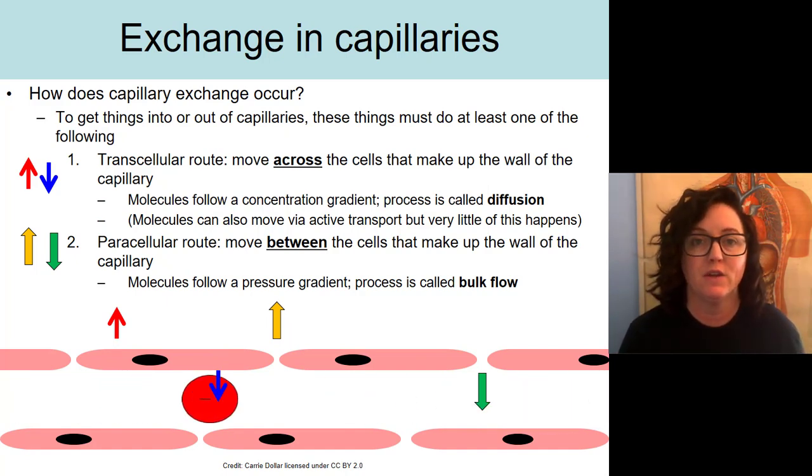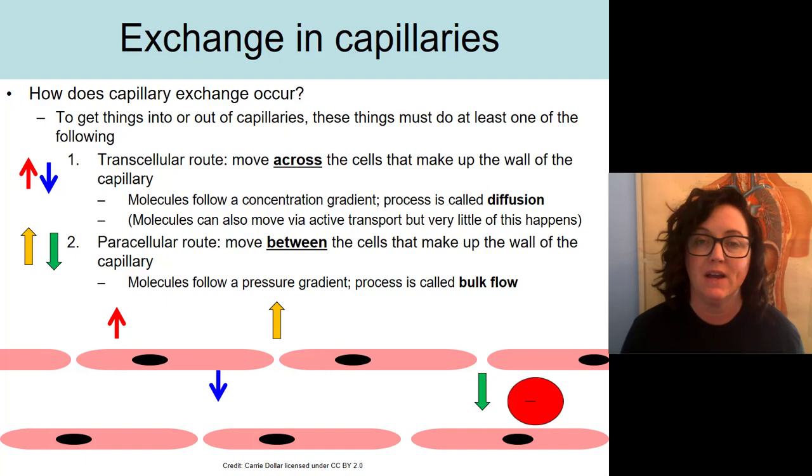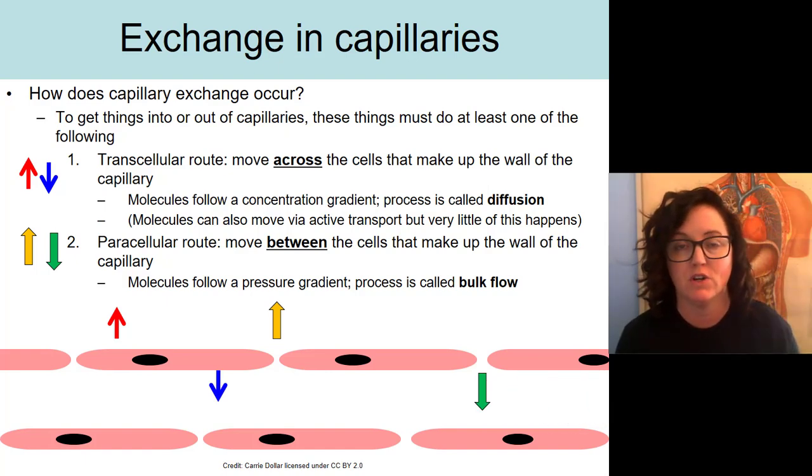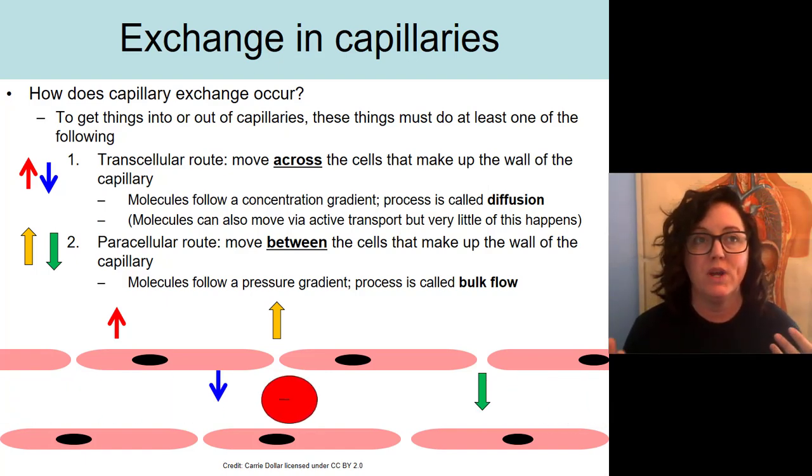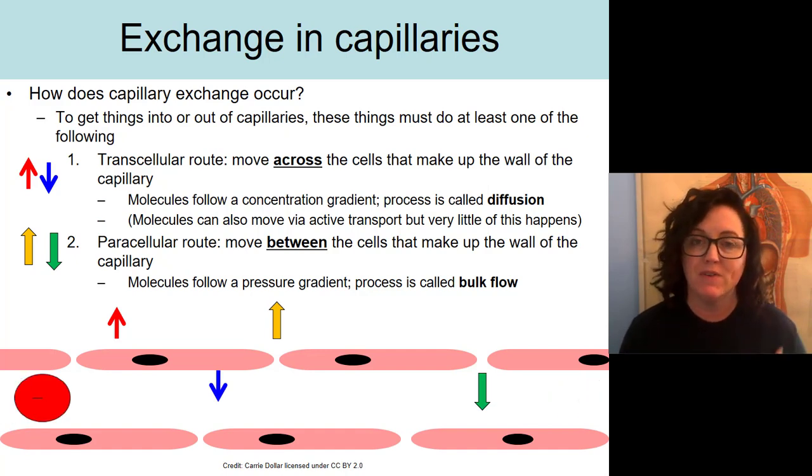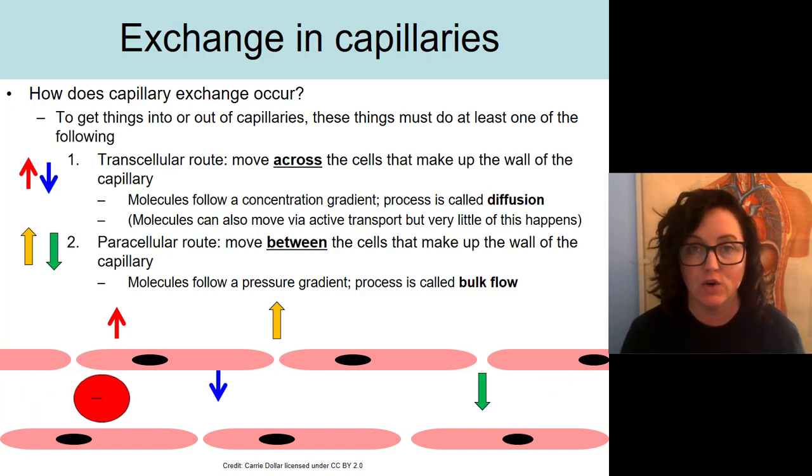With the transcellular route, we can really only do this via diffusion. And diffusion is when substances move from an area of high concentration to an area of low concentration. And we can't do that with a lot of stuff. So there's going to be very small amounts of diffusion occurring across capillary walls. A lot of the exchange is going to occur through that paracellular route. And because there's a lot occurring here, we call this bulk flow.